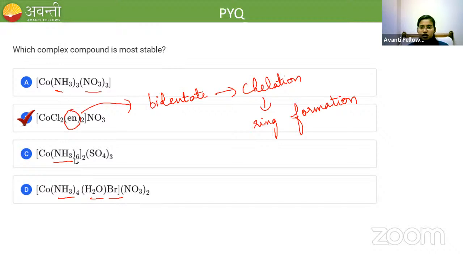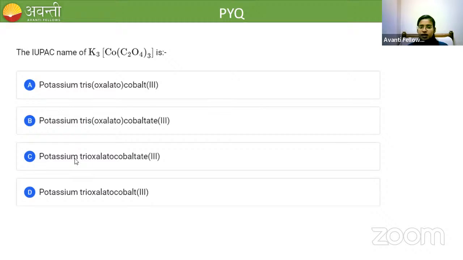Clear? So now I'll go with one more question. The IUPAC name of K3[Co(C2O4)3] is?